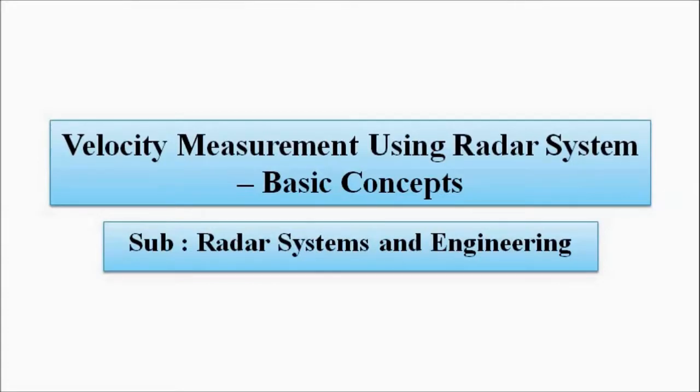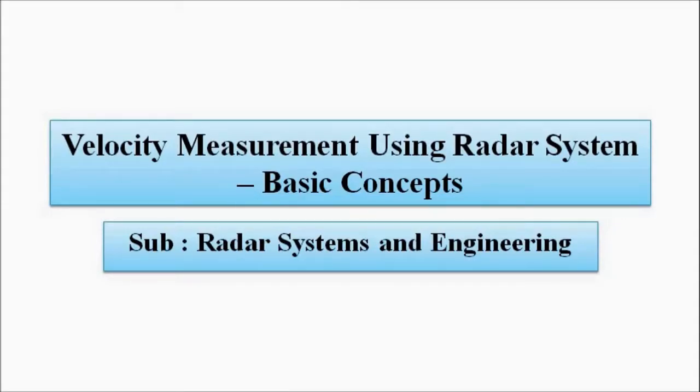So we'll continue our discussion related to the subject of radar systems and engineering. And in the previous video, we discussed the various characteristic features related to radar measurement in terms of range, elevation angle, azimuthal angle, that is resolution, imaging, signature, the target signature, and a lot of other things, range resolution, cross range resolution.